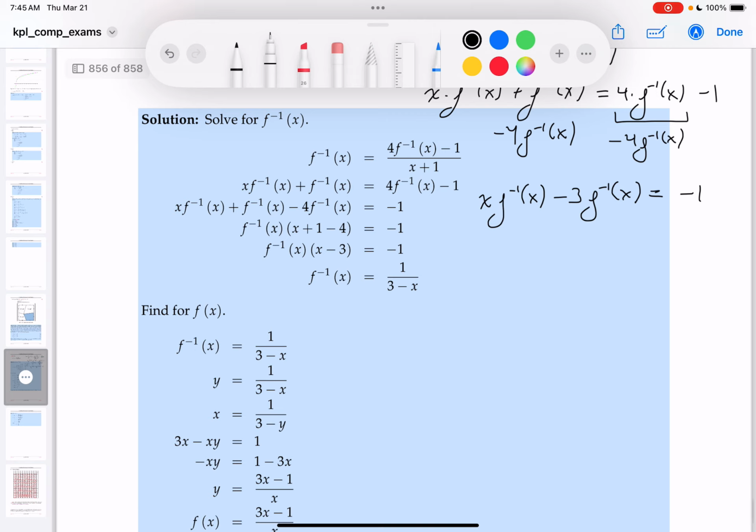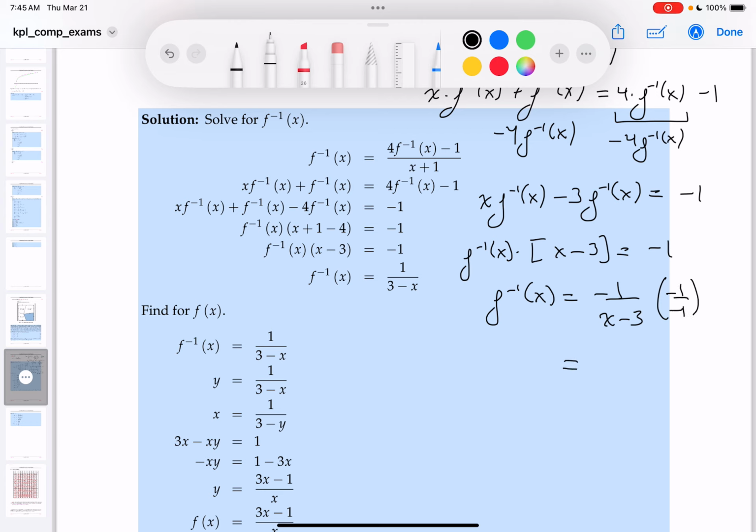The next thing I would do is factor out f inverse. And what do you get there? You get x minus 3 times f inverse equals minus 1, or f inverse would be minus 1 over x minus 3. I can multiply top and bottom by minus 1. You don't have to, but I want to do that to make it positive on top. You get 1 on top, and on bottom you get 3 minus x. That's what f inverse is.